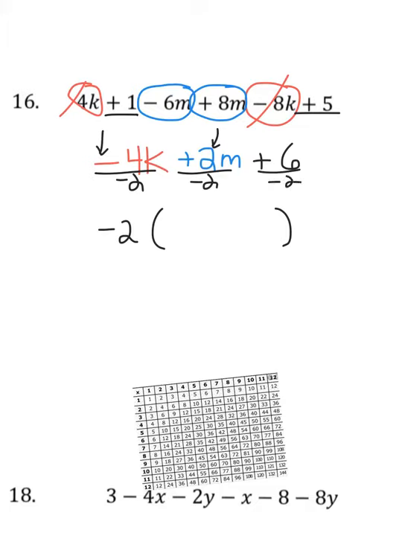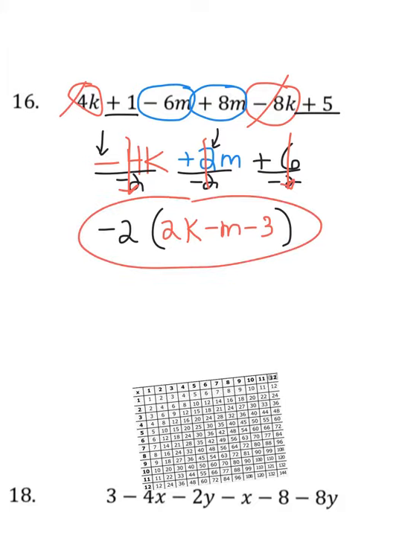Okay. So negative 4 divided by negative 2 is a positive 2k. 2 divided by 2 is a 1m, that's going to be a negative m. And 6 divided by 2 is going to be a negative 3. Final factored expression.